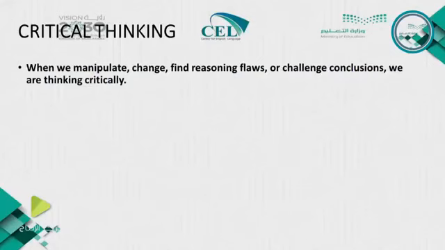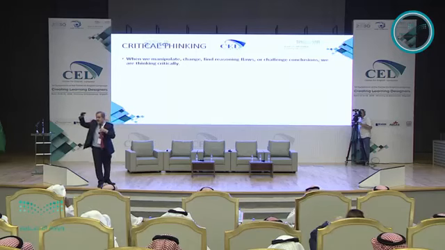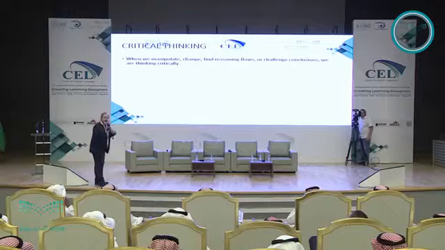So when we manipulate, change, and find reasoning flaws or challenge conclusions, we are thinking critically. Let's look at critical thinking at a lower level. Text: The sky was clear today, so I tripped. You agree? The sky was clear, so I tripped. There is a flaw in the reasoning.